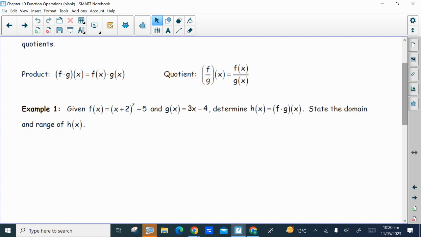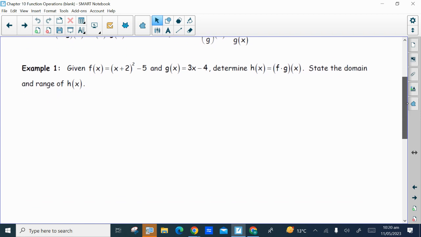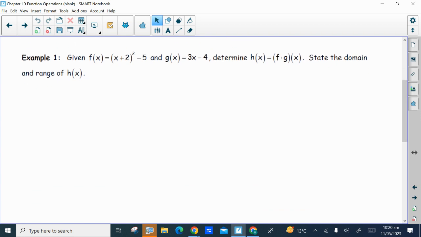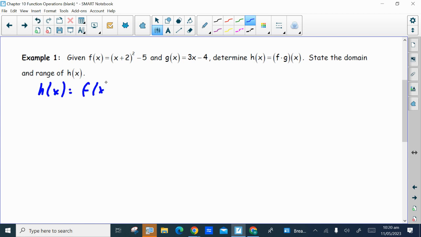So pretty straightforward. But when you're talking about the domain and range, especially the domain, and you're doing a quotient, then you have to be aware of what the restrictions are and where they come from. So the very first one, you're given f and g. You're asked to find h at x, which is f times g at x. So once again, that would be f at x times g at x.